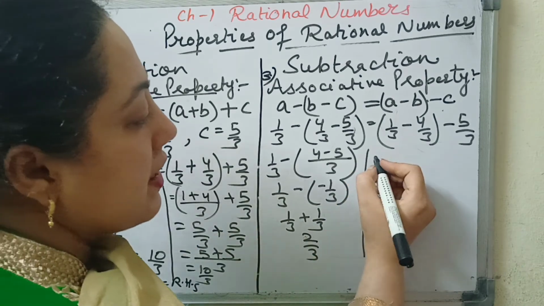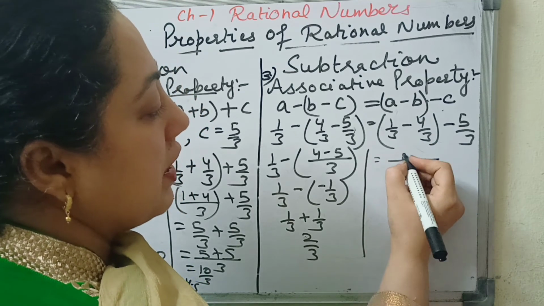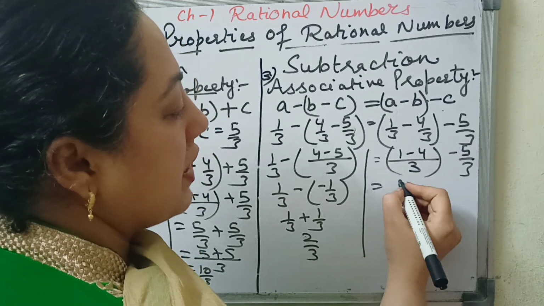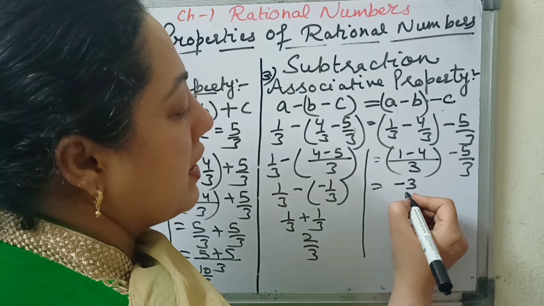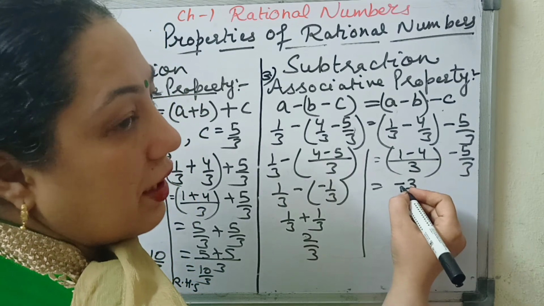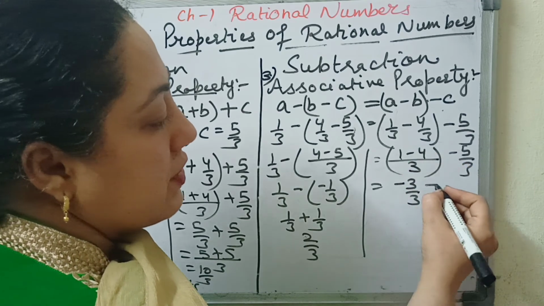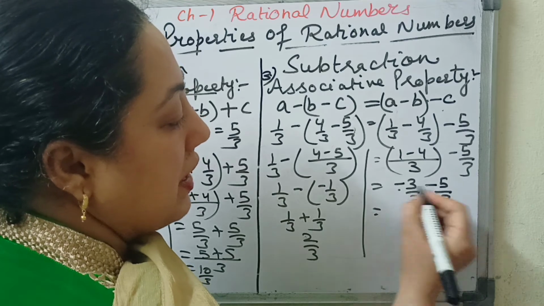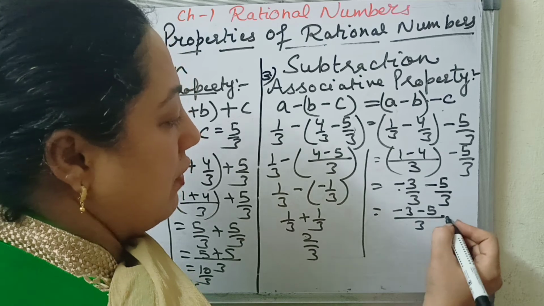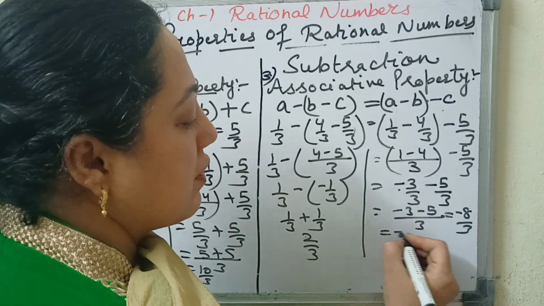But in this case, right hand side, I will solve this bracket. First of all, the LCM is 3 and 1 minus 4 is in the numerator which I solve and I will get here minus 3 over 3. 4 minus 1 is 3 and you will put the sign of the greatest term, that is 4, and its sign is negative, so I put here a negative sign. Now it is minus minus again plus. LCM is 3, minus 3 minus 5, that is minus 8 over 3.